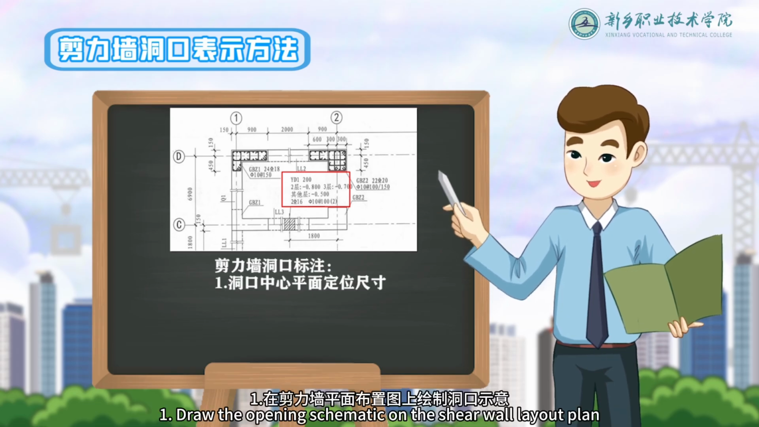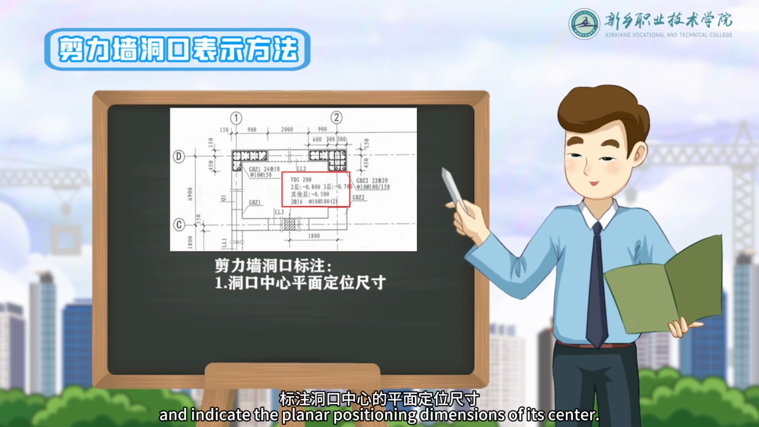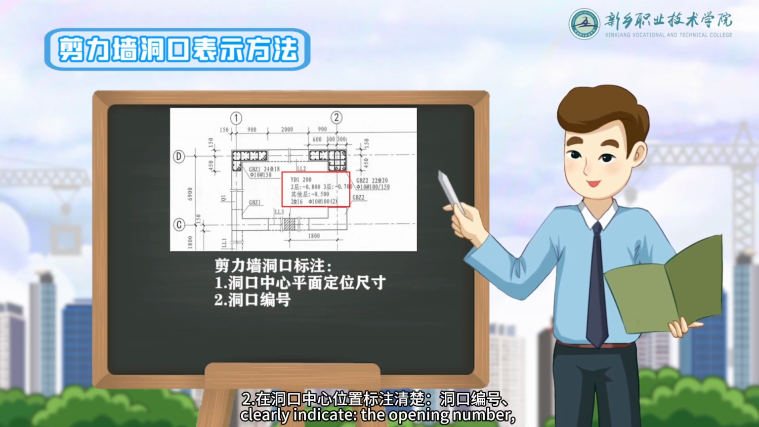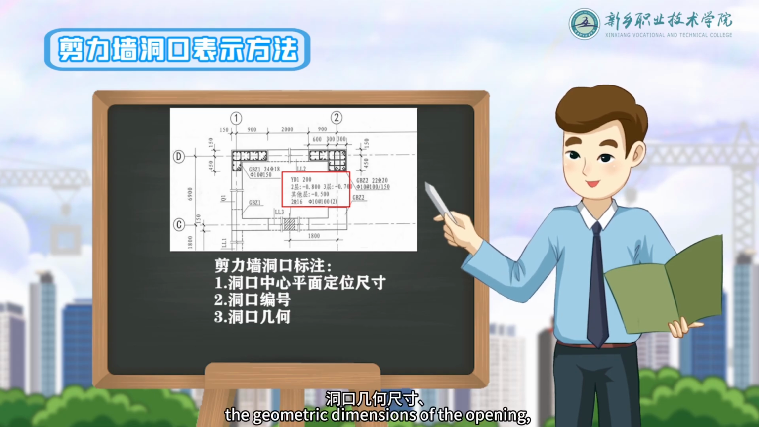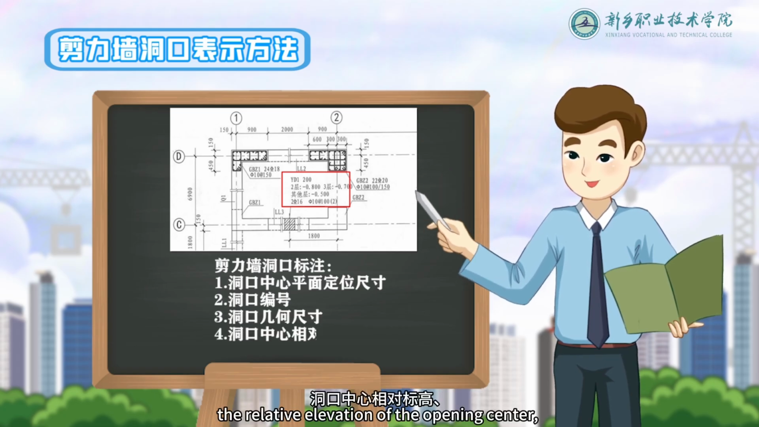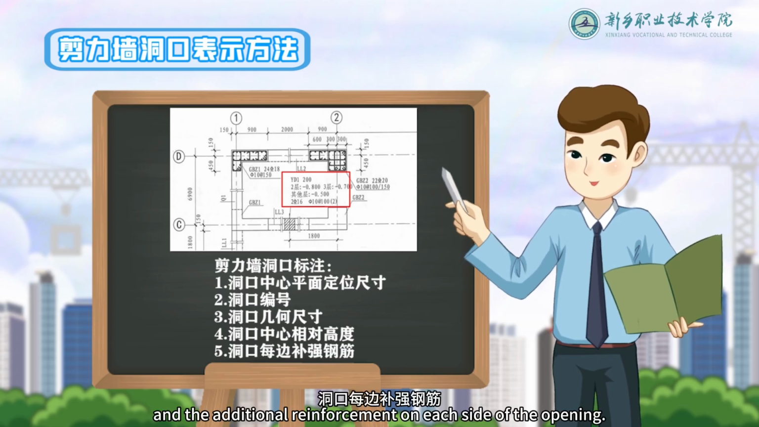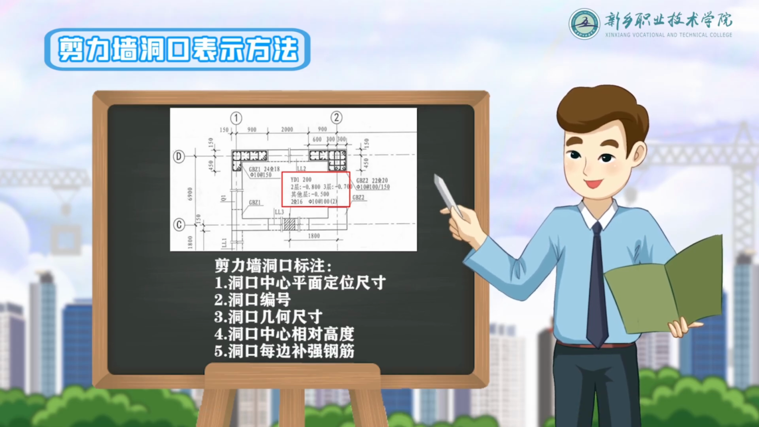First, draw the opening schematic on the shear wall layout plan and indicate the planar positioning dimensions of its center. Second, at the center of the opening, clearly indicate the opening number, the geometric dimensions of the opening, the relative elevation of the opening center, and the additional reinforcement on each side of the opening.